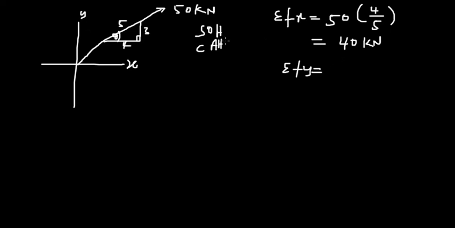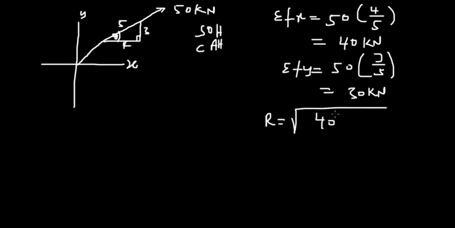So we use sine, opposite over hypotenuse. We have 50, opposite is 3, and hypotenuse is 5. When you compute this, you end up with 30 kilonewtons. From here we could find the resultant. Our resultant will be the square root of 40 squared plus 30 squared, so we have 50 kilonewtons. So you could notice that we've ended up with the exact resultant force over here.